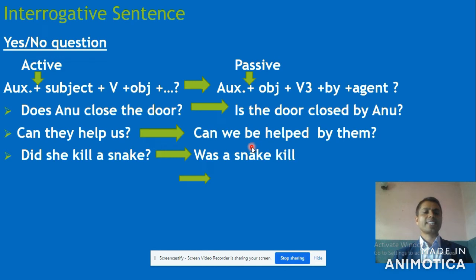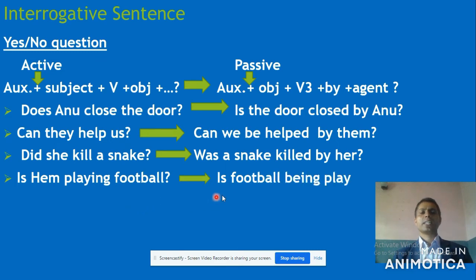Did she kill a snake? Was a snake killed by her? Next one. Is he playing football? Is football being played by him? Right? Now you have to see the active structure with these example sentences, and here the passive structure with example sentences.